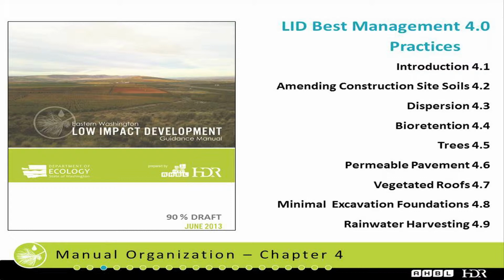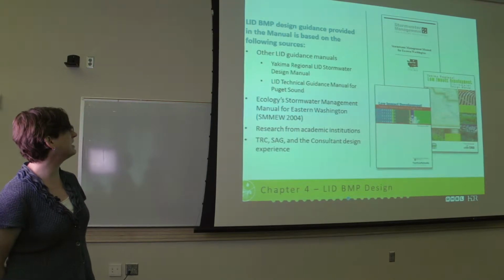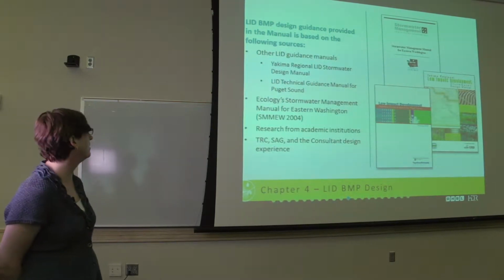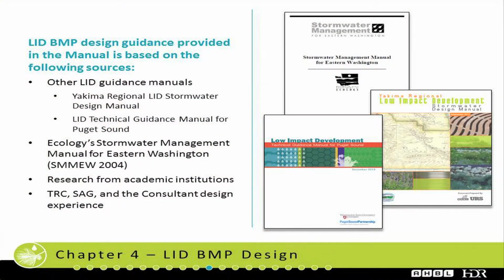The LID BMP design guidance that we provide in the manual is based on a culmination of a few different sources. Other LID guidance manuals, for example, we pulled from the Yakima Regional LID Stormwater Design Manual and from the LID Technical Guidance Manual for Puget Sound. We also pull extensively from Ecology's Stormwater Management Manual for Eastern Washington. We make sure we're compatible with that manual, and we also draw specific guidance from that manual. We've also pulled in research from academic institutions. The Technical Resource Committee, Strategic Advisory Group, and the Consultant Design Team experience is also reflected in the manual.